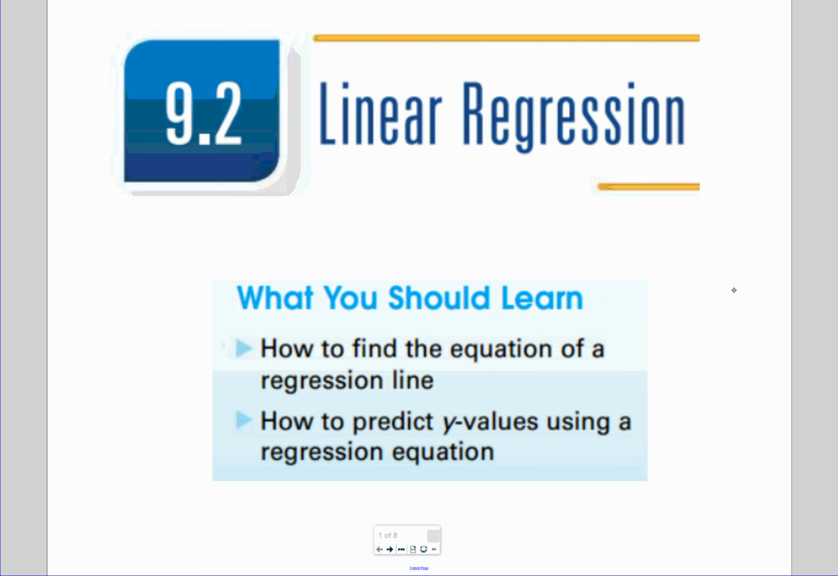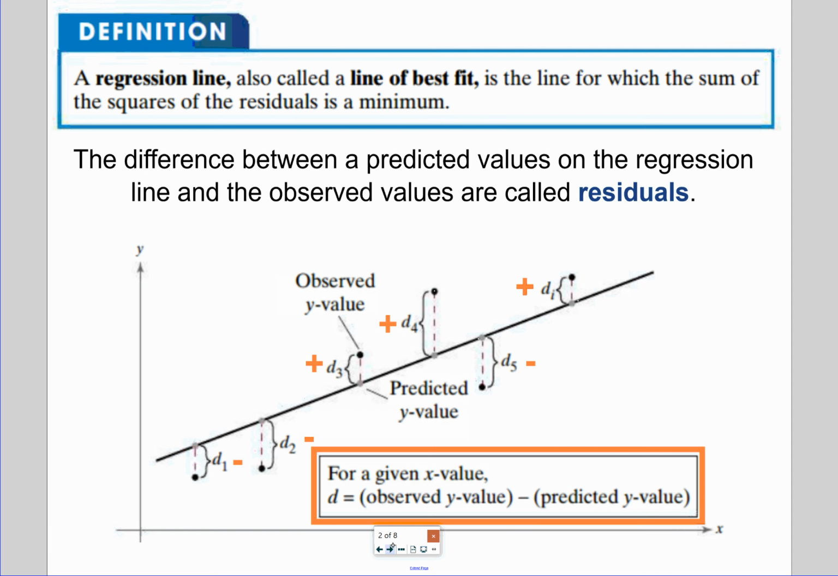All right, so you did linear regression in Algebra 1, where you used the graphing calculator, made a scatter plot, and found the line of best fit. So we're going to do that. We are going to check in the calculator today, but we're going to learn how to do that by hand. And it's going to be really similar to what we did with correlation coefficients, as far as the calculation process goes, from last week. So first we need to talk about what is a regression line.